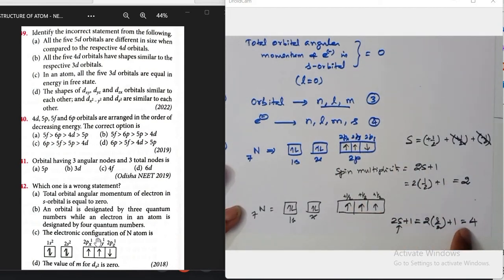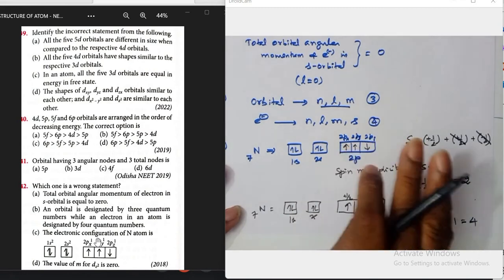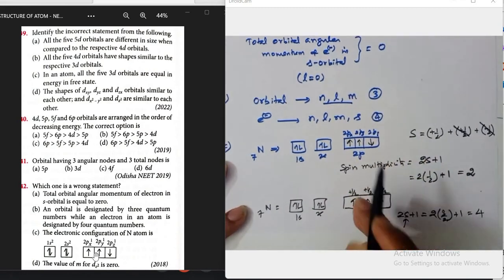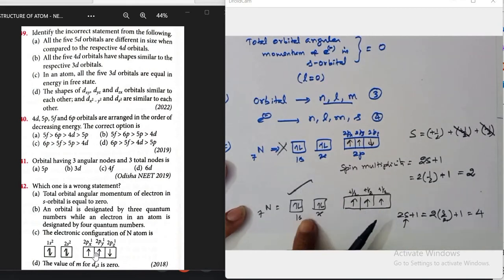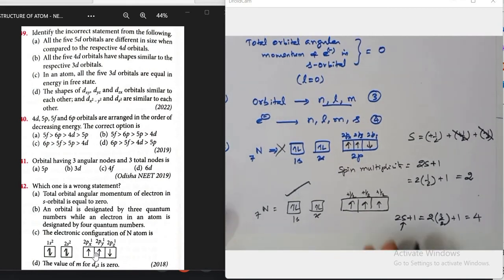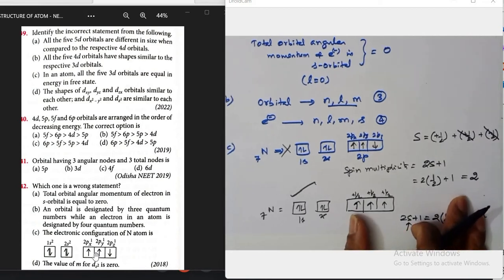A configuration having high spin multiplicity is highly stable, whereas this configuration is not that stable, therefore this is not the configuration of nitrogen. For nitrogen this is the correct configuration. Why? Because it has high spin multiplicity. Okay, take down.